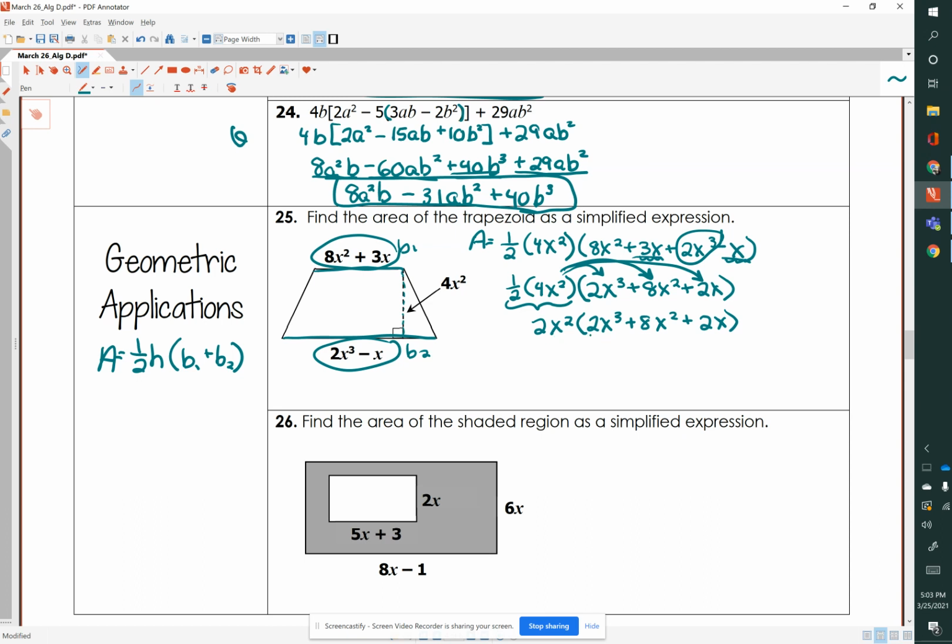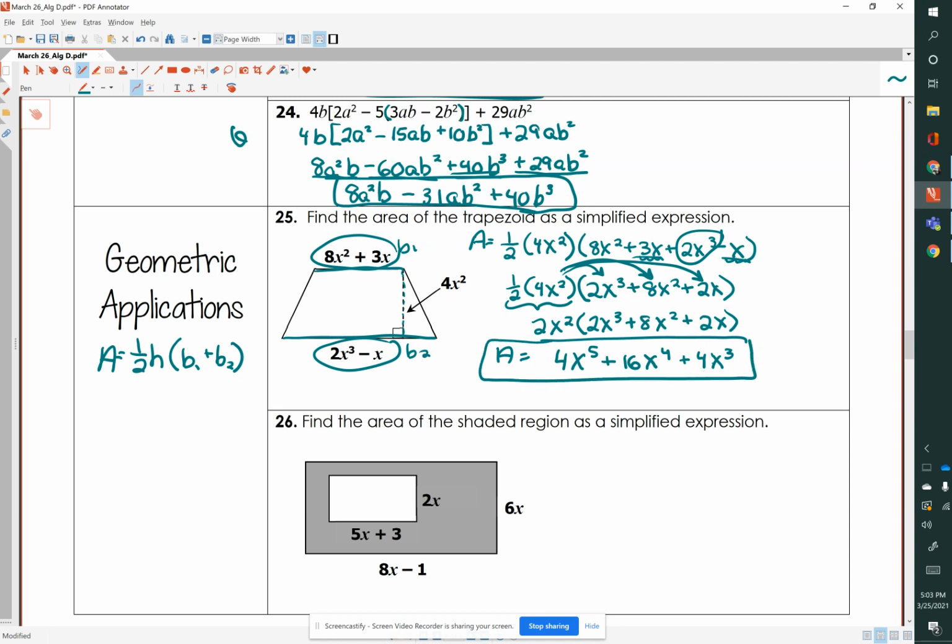Okay, 2x times 2x to the third is going to be 2 times 2 is 4. X, we add the exponents, x to the fifth plus 8 times 2 is 16x, 2 plus 2 is 4, and then plus, these are all positive, 2 times 2 is 4, and x to the first, 1 plus 2 is 3. And this is the final answer. That's what the area equals.